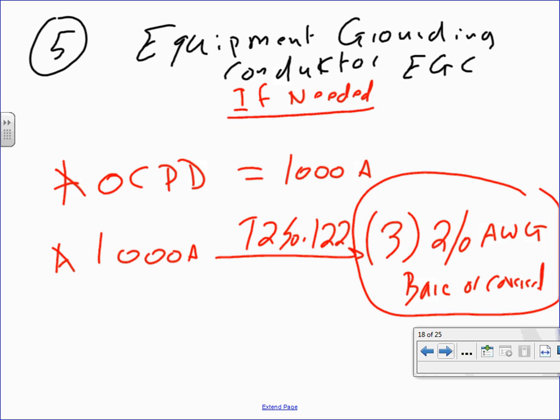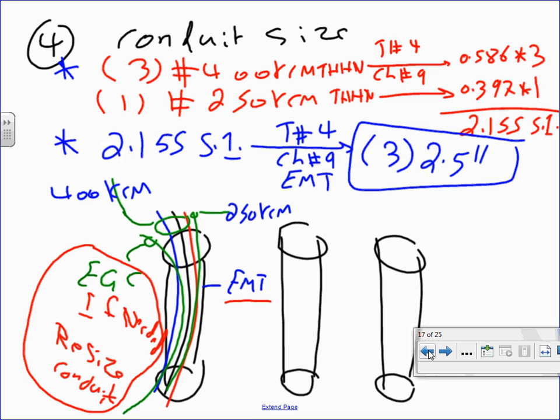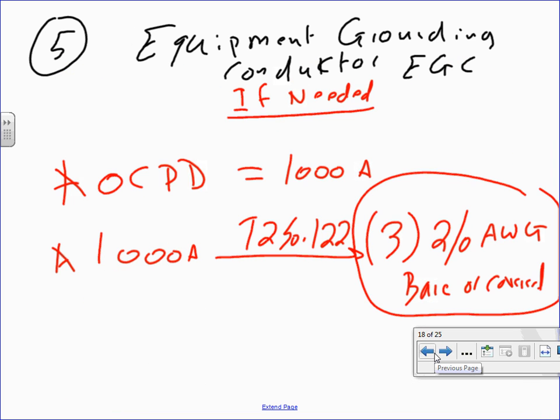Now, if you pull an equipment ground conductor, you have to go back and resize the conduit, because I didn't size the conduit based on an equipment ground conductor. Does that make sense? Feel free to go do that one, but if you pull an equipment ground conductor inside each conduit, it will have the same size.